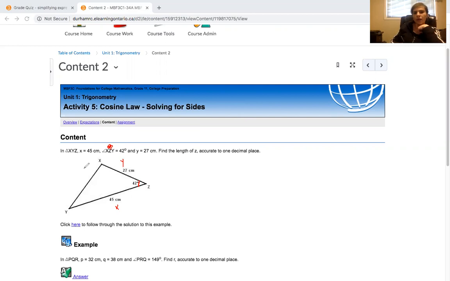Okay, so what I have here is two sides and the contained angle, so I can use cosine law. I need to solve for side Z to 1 decimal place. So here's what I need to do. Side Z squared equals x squared plus y squared minus 2xy cosine z. Let's plug in the information.